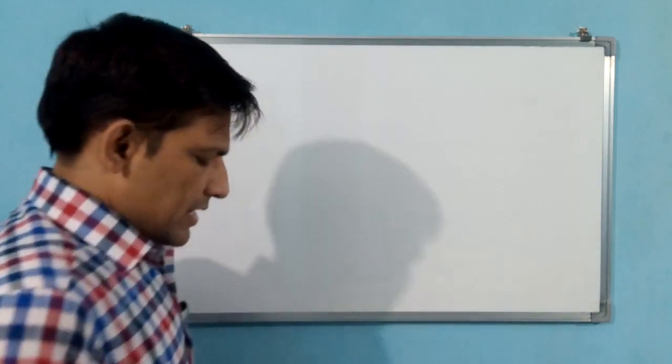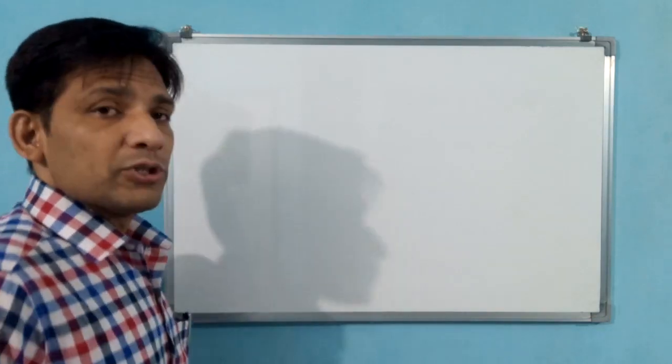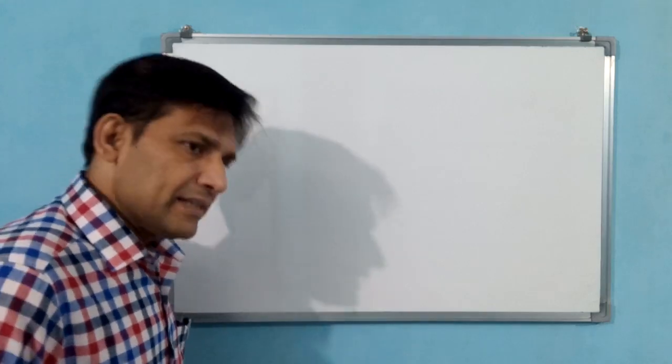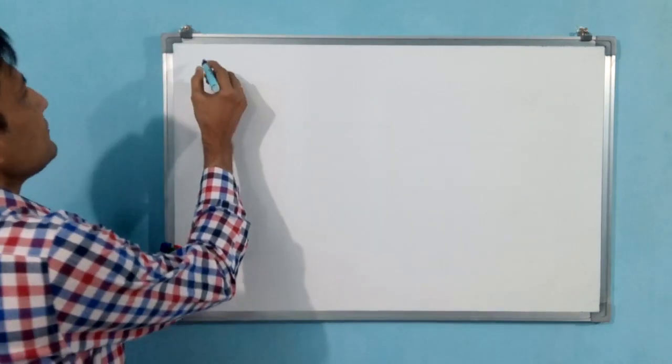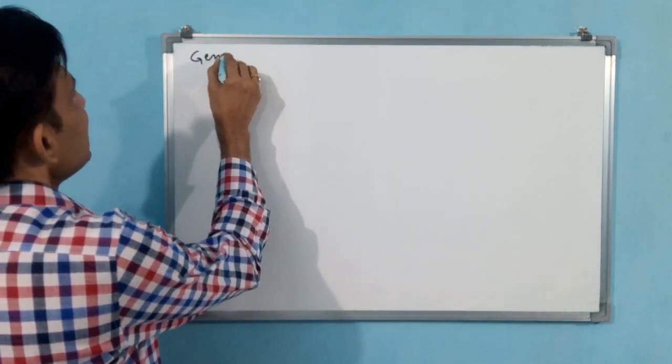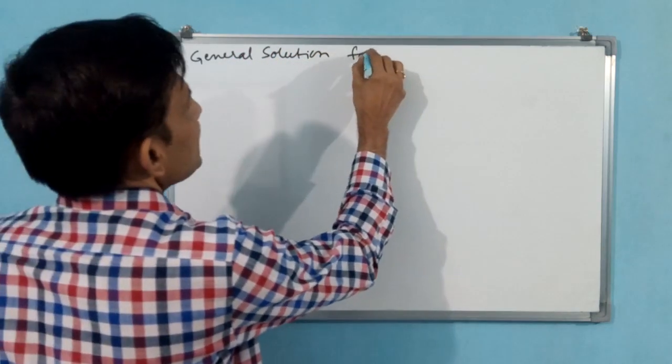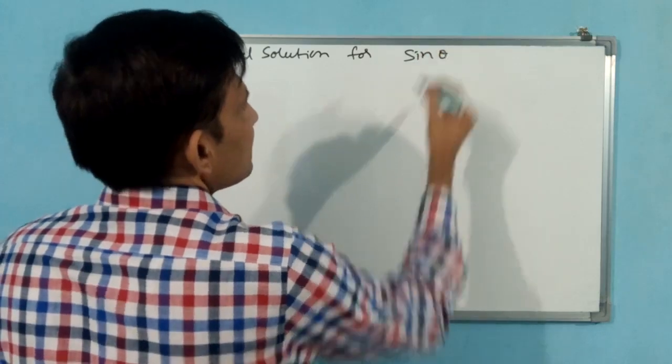Principal solution between 0 to 2 pi. But what we do, just 1 or 2 minutes, again we recap general solution of sine, cos, tan. Okay? Let us go for general solution of sine theta, cos theta, tan theta. You see, general solution for sine theta.